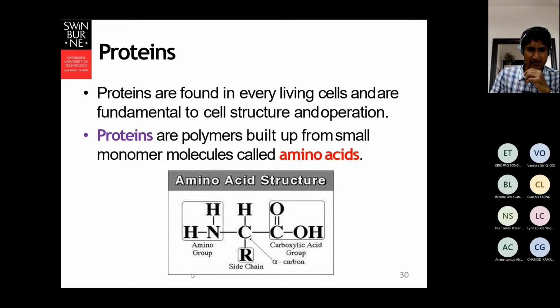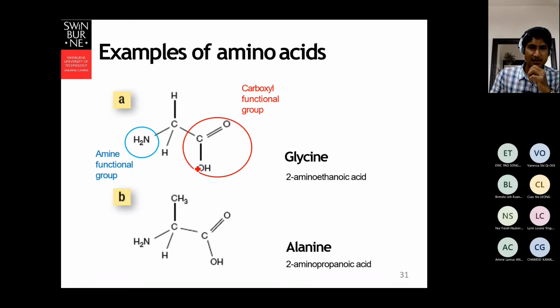The simplest amino acid is glycine, where there is a carboxy functional group and another amine functional group as well. So the carboxy functional group and the amine functional group are both there. This is the simplest protein that we can have, which is glycine. And the chemical name, this is the commercial name, glycine, but the chemical name will be 2-amino-ethanoic acid.